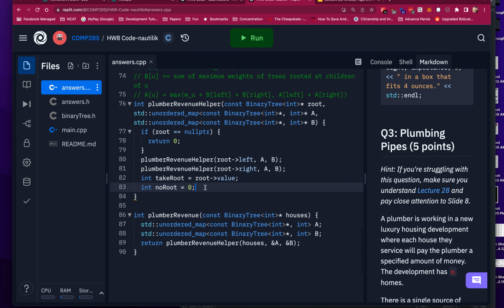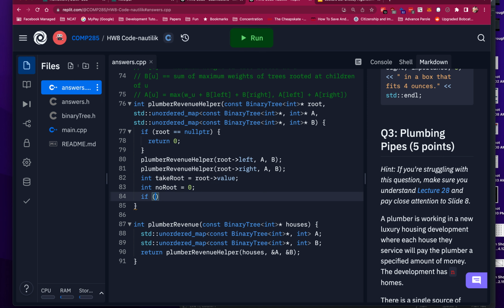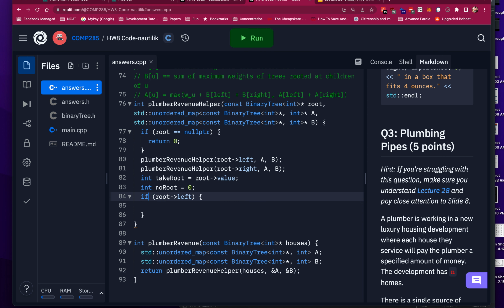And we haven't finished yet, but at least this guarantees me that if I access these values, they should already be filled in. So now what I'm going to do is say, well, if root left, so if I have a left child, right? So if root left is not null pointer, then when I take the root, there's two cases, right?